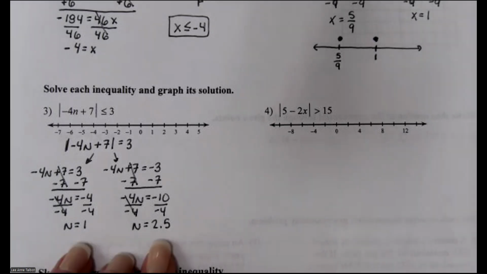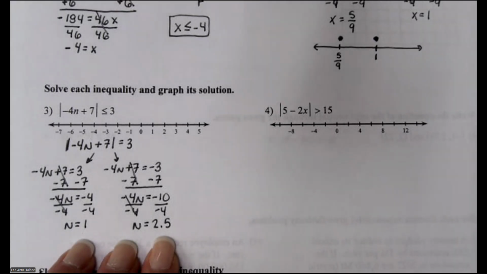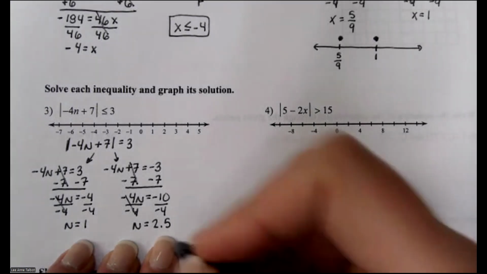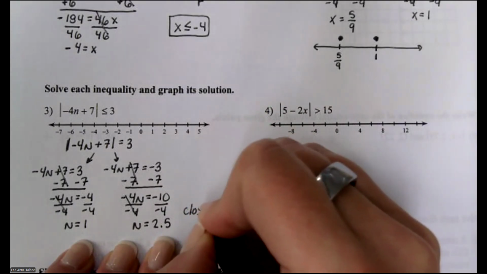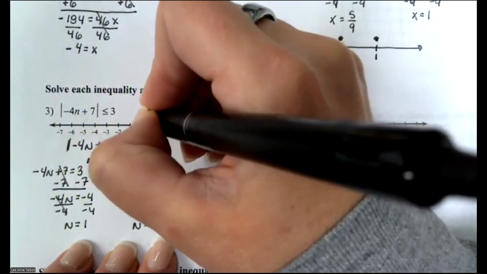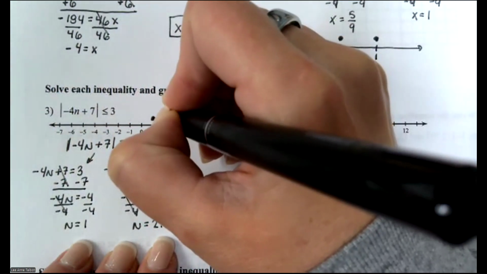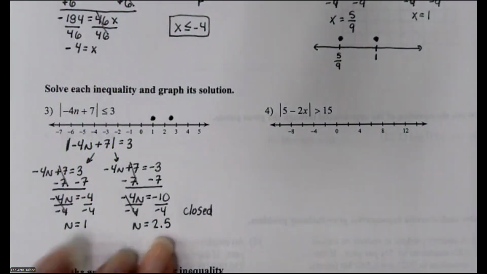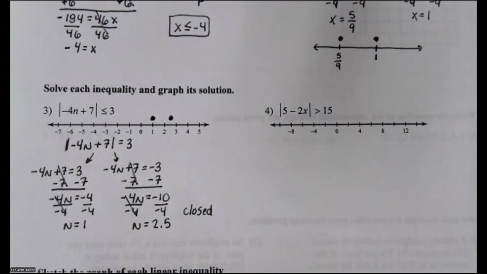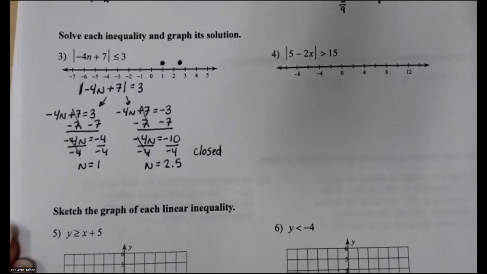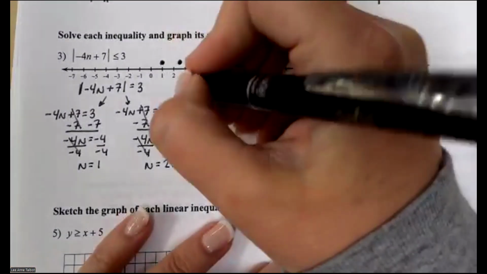Okay, now I'm gonna plot these two on the number line and I need to decide if they're closed or open. In this problem, they're closed. So there's 1 and there's 2.5. Okay, what is the only good thing that we could test in this problem? 2. There's only one good option.